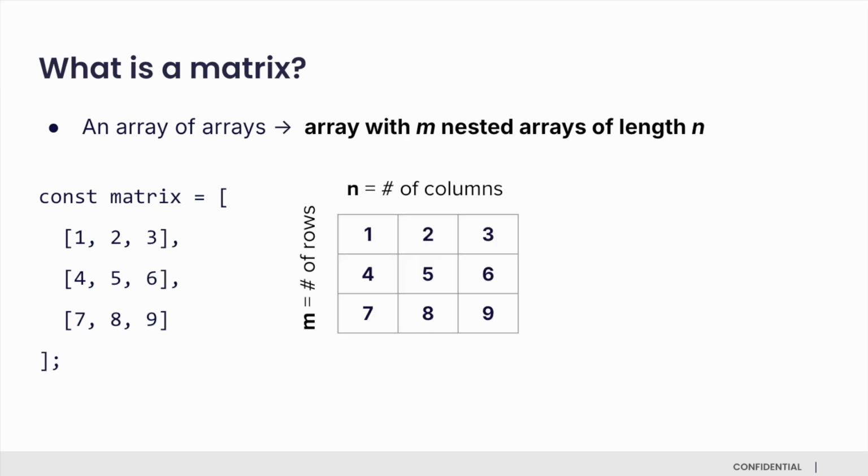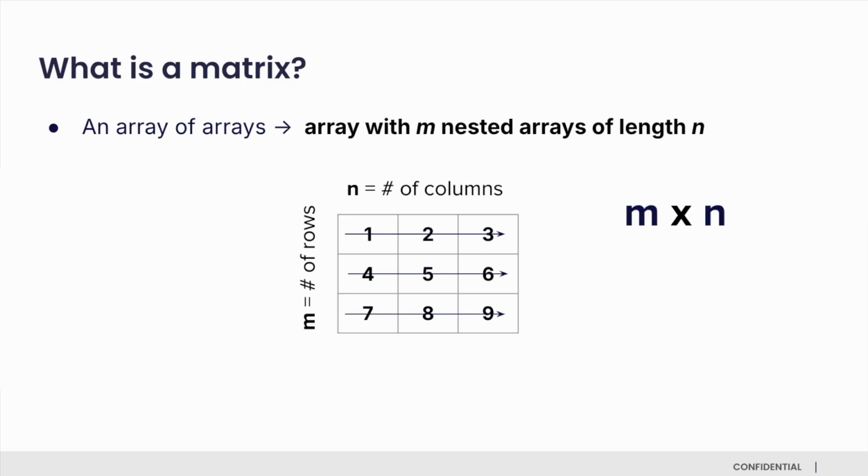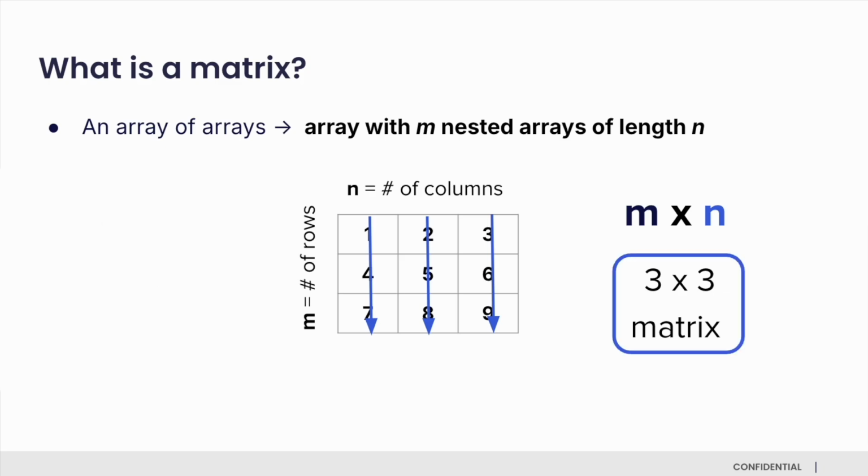Let's expand on this idea. A matrix can also be described as an array with m nested arrays of length n. In other words, we have m number of rows and n number of columns. This is just a general way of defining any matrix. In our example, we can see that m, the number of rows, is 3, and n, the number of columns, is also 3. So this particular matrix has a size of 3 by 3. Each row and column together are creating this grid structure of the matrix.